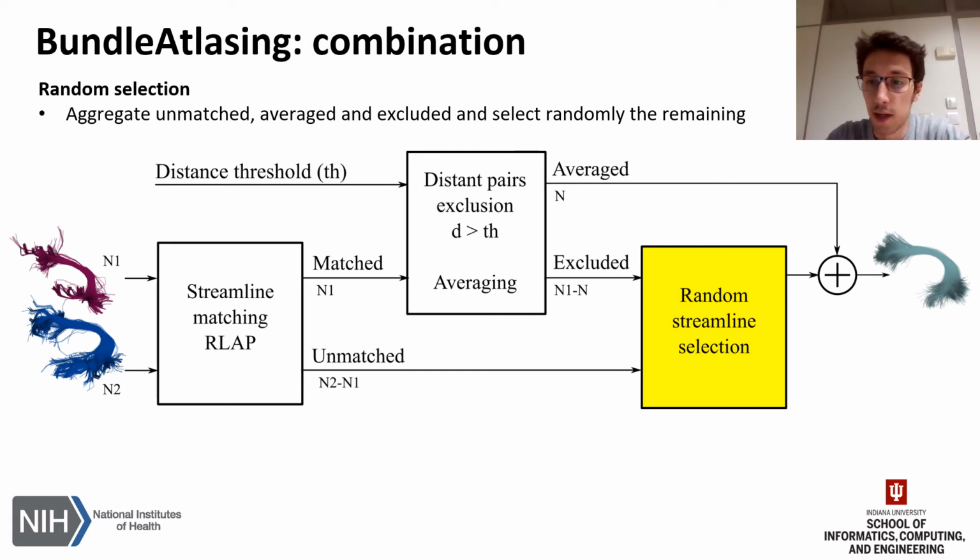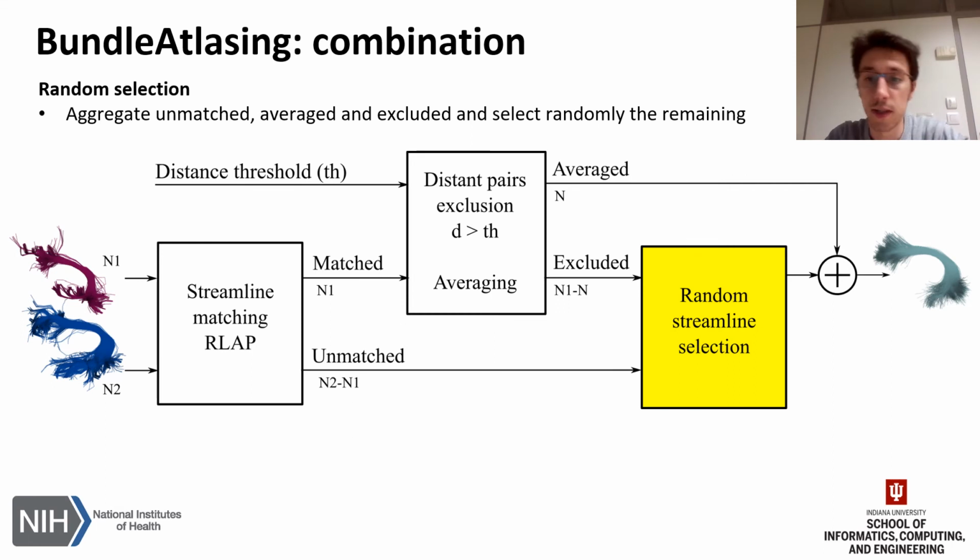And also in the second step of averaging, depending on the threshold we selected for the exclusion criteria, some of the streamline pairs that were not close enough were not averaged and were also excluded temporarily for the third step. So in this third step, we perform a random streamline selection and we aggregate together those streamlines that were averaged in the second step with those that were not averaged or that were not matched.